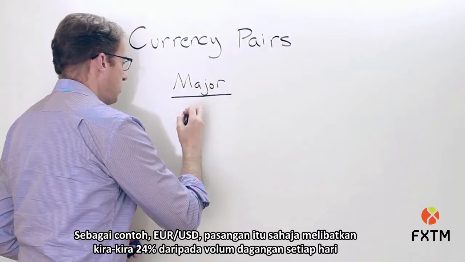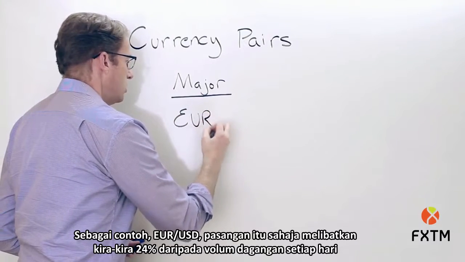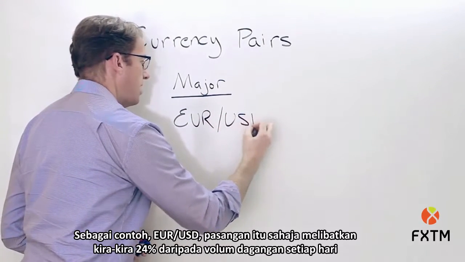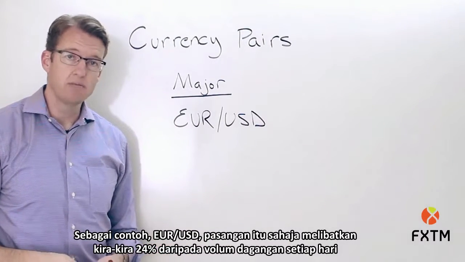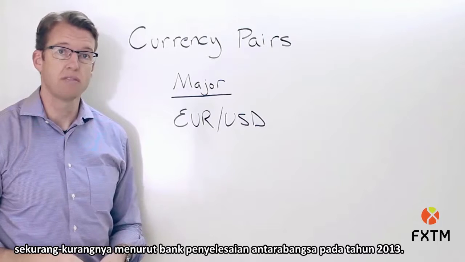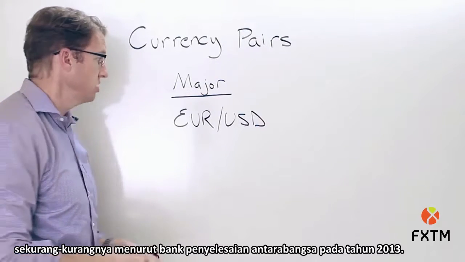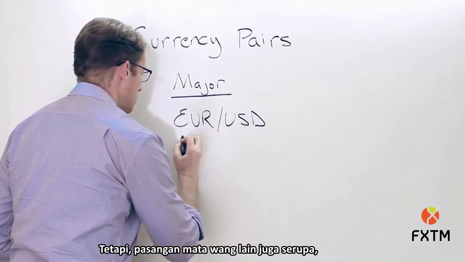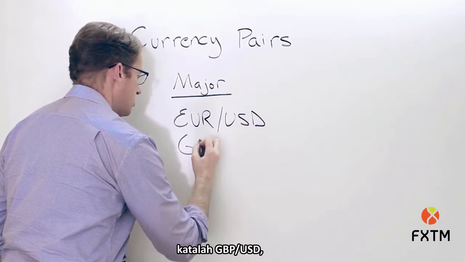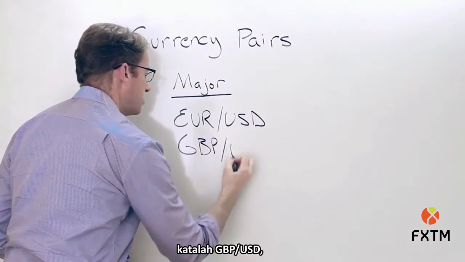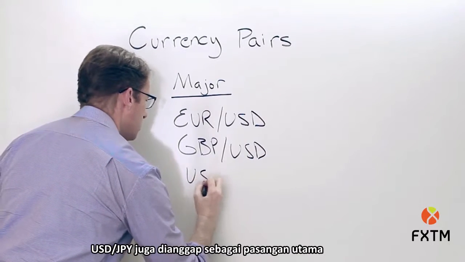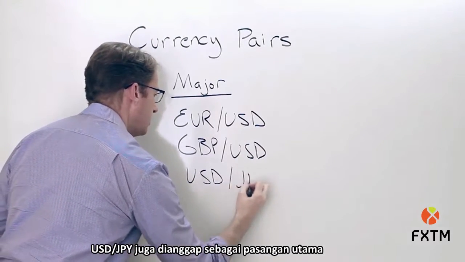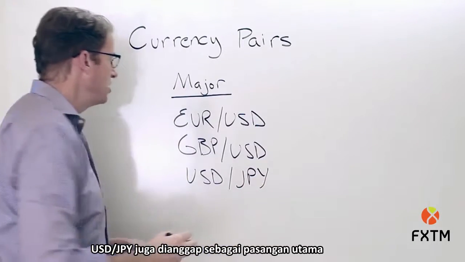As an example, the euro to the US dollar, just that pair itself, is about 24% of all trading volume every day, at least according to the Bank for International Settlements in 2013. But other currency pairs, as you might imagine, are similar. So let's say the Great British Pound versus the US dollar, or the dollar to the yen here. This would also be considered a major pair.